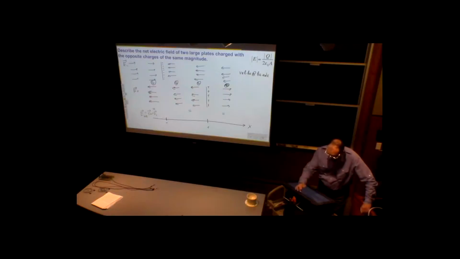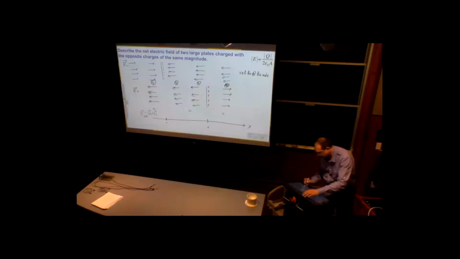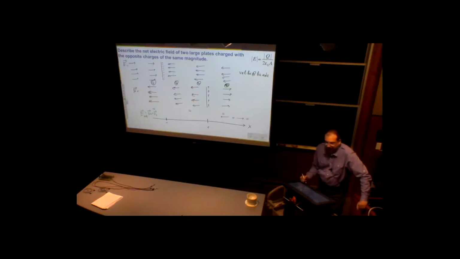So, vector addition, right? This literally plus this equals what? 0. What do we draw for a 0? Nothing. Moving on.